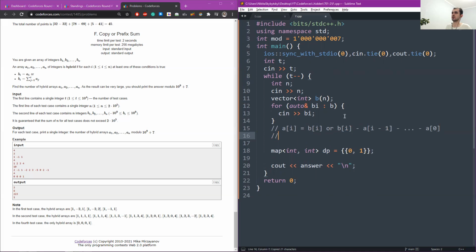Maybe even simpler, let's think about this. What are the possible values of this sum? So the prefix sum at i. The prefix sum of A can be either B_i plus PSA_{i-1}, or just B_i.